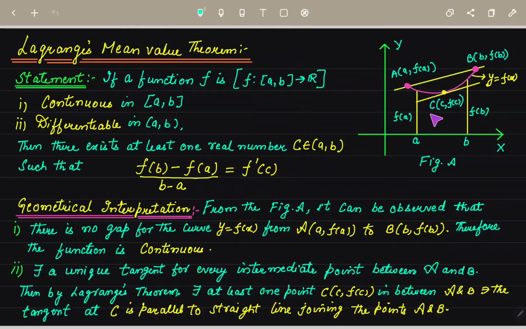Then by Lagrange's mean value theorem, there exists a point C in between A and B such that the tangent at C is parallel to the straight line joining the points A and B. This is the geometrical interpretation of Lagrange's mean value theorem. Next I am going to prove this theorem, and after the proof I will also solve some examples.